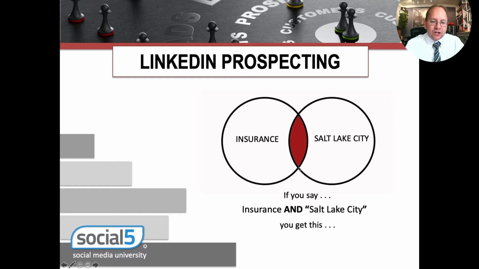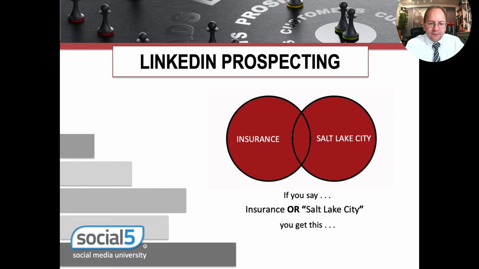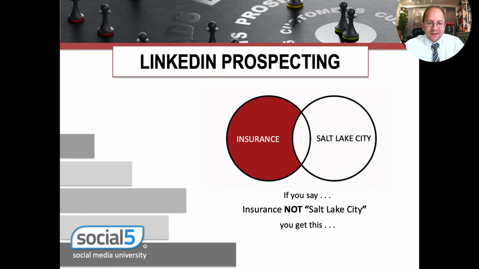Well, what happens if I change that AND to an OR, okay? If I change it to an OR, then I'm going to get everything. People who match insurance or people who match Salt Lake City, but they don't have to be connected in any way. What happens if I change that to a NOT operation? Insurance NOT Salt Lake City. I get everyone insurance except for the people who happen to be in Salt Lake City. Okay? Does that make sense? I mean, hopefully that is kind of ringing true to you right now.